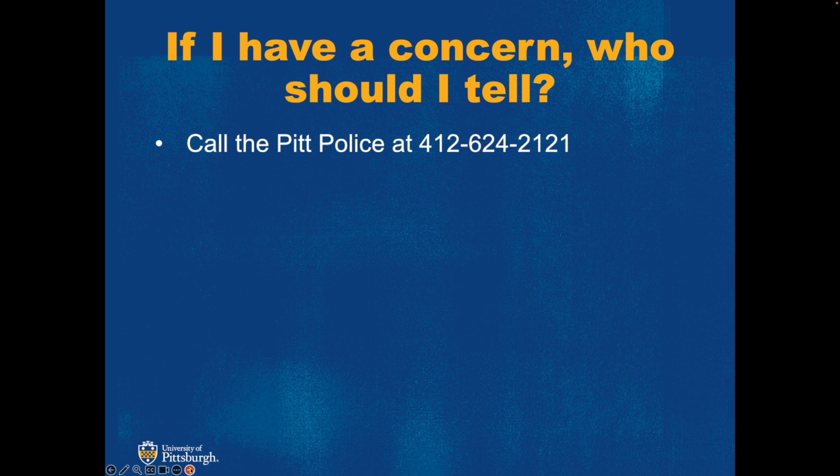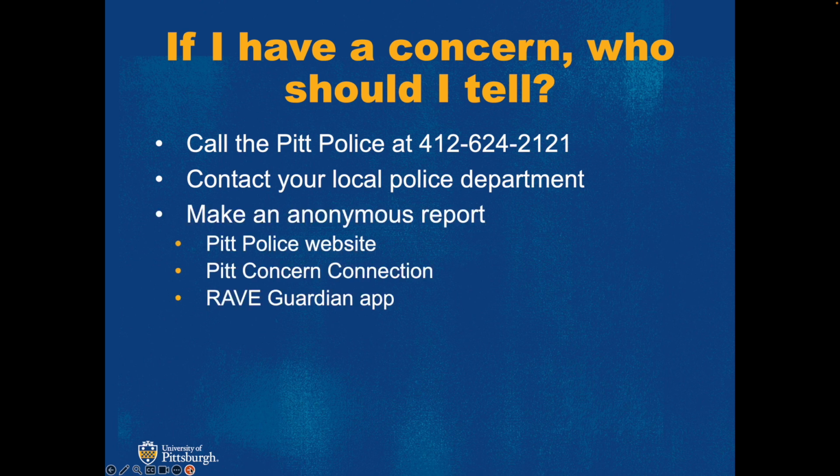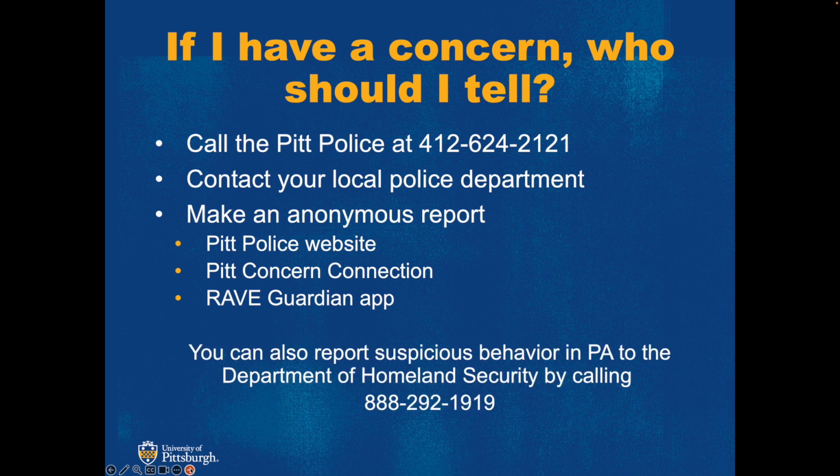If you witness any of these potential indicators of violence, don't keep it to yourself. You can report suspicious behavior to the Pitt Police or to your local police department. Tips on suspicious behaviors can be made anonymously on the Pitt Police or Pitt Concern Connection websites or the free Rave Guardian app. You can also report behaviors to the Department of Homeland Security hotline.